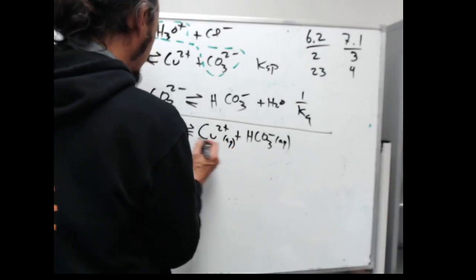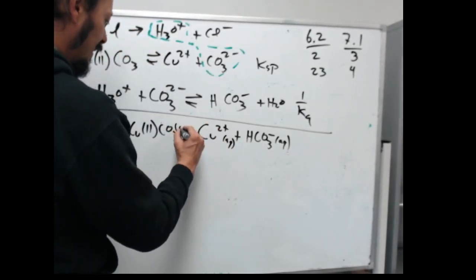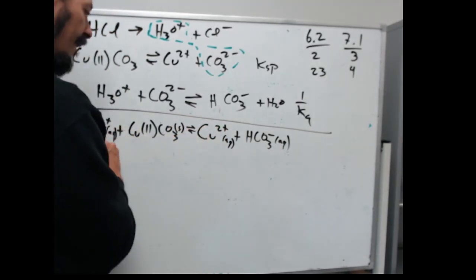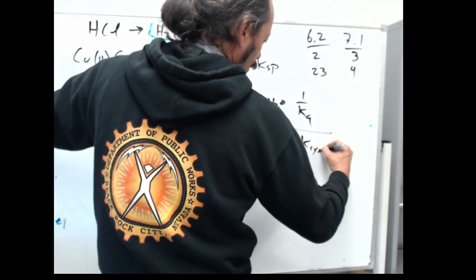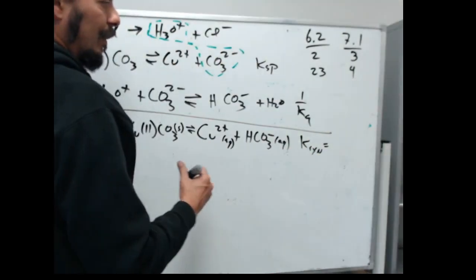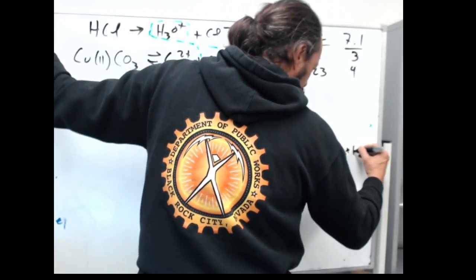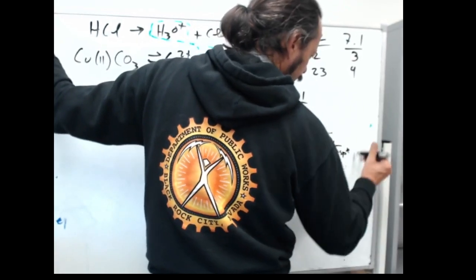I've been a little bit lazy today with my states of matter. But now that we actually have a solid material to worry about, I want to make sure I'm careful with that. And our K for this reaction, or your K total, K overall, whatever you want to call it, it's just going to end up being Ksp times Ka. Whoa, times 1 over Ka.